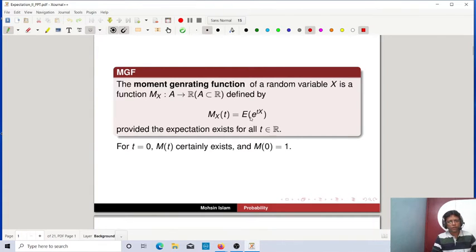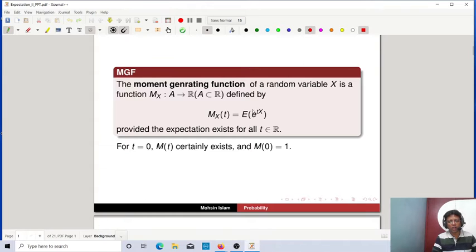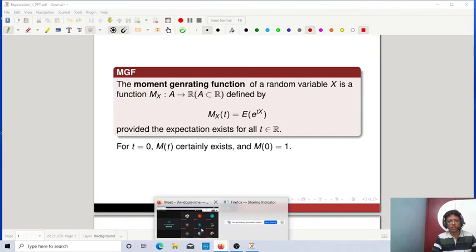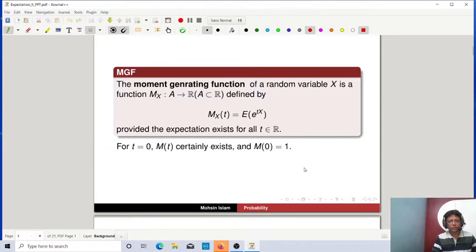And you know that the expectation of e to the power tX can be expanded in a series expansion, the exponential series, so you can write it in this form. Also, for t equal to 0, it will be the expectation of 1, equal to 1. So certainly M(t) exists for t equal to 0, and M(0) equal to 1. So the moment generating function is defined by a simple expression, the expectation of e to the power tX.